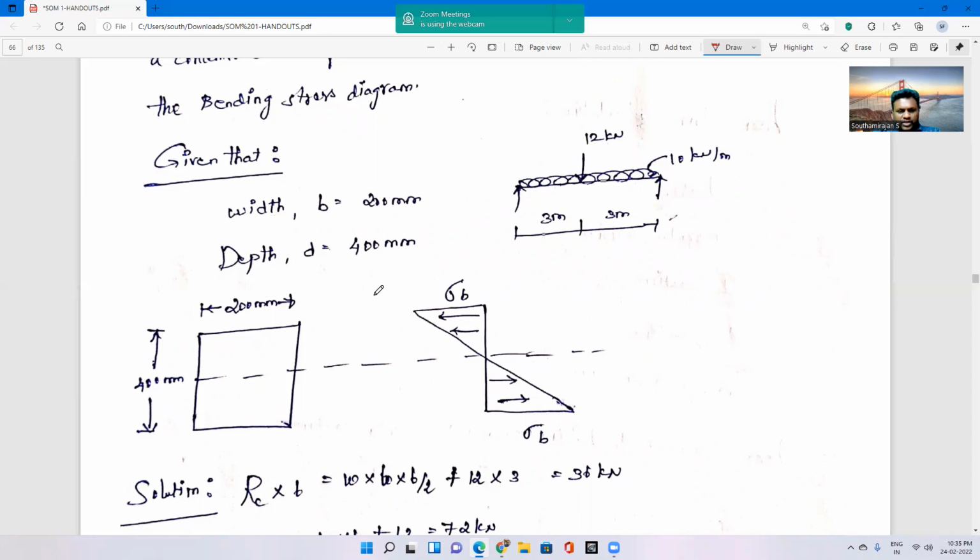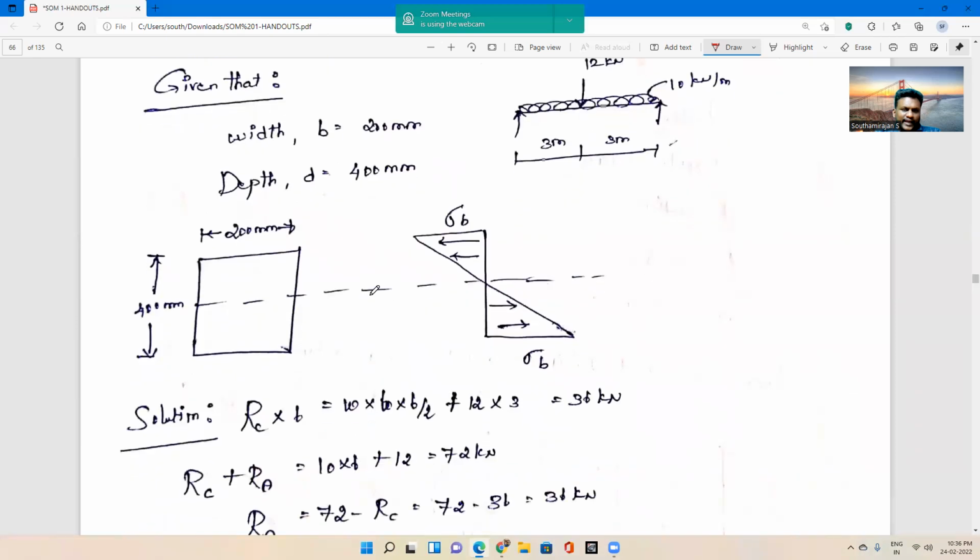If you convert a cross section from rectangular to circular or square or T section or I section, whatever the cross section, the bending stress diagram will remain the same, like this, a triangular variation. It will be uniform for all irregular or regular cross sections. So we will calculate the bending stress for a UDL.